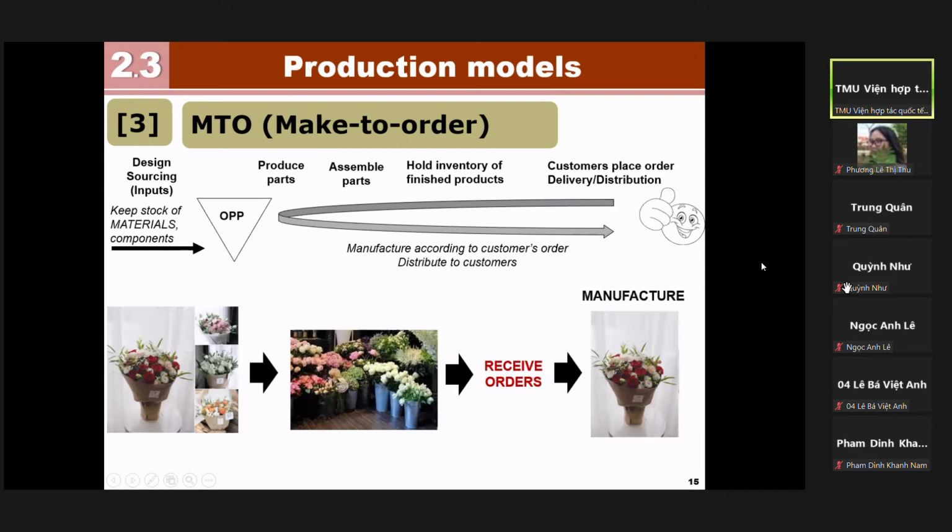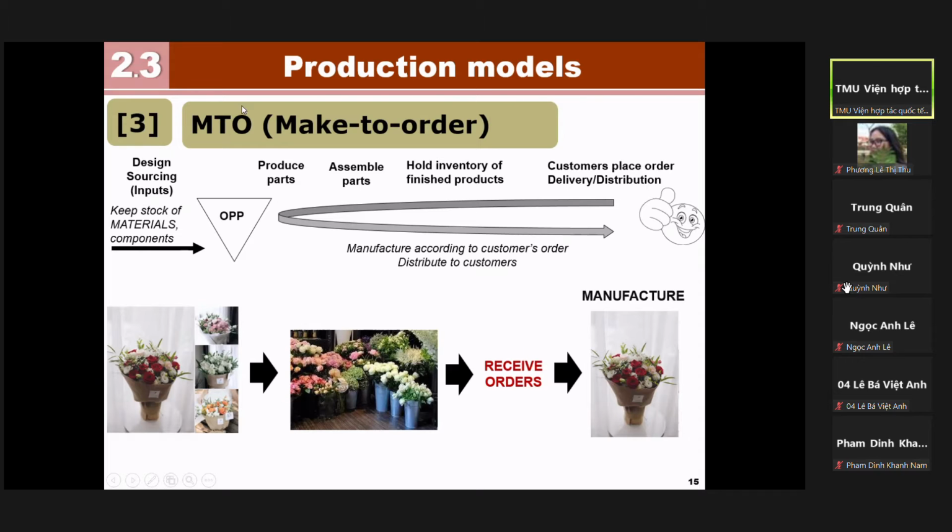Okay, for example, flowers. Maybe you are familiar with this, right? So how is this different from MTS? If a flower shop applies the MTS model, it means make to stock. They will produce until the last flower bouquet, the last product like this, and then they keep the stock in this form and wait until the customer goes to the shop, purchases, and just brings the flower bouquet out.